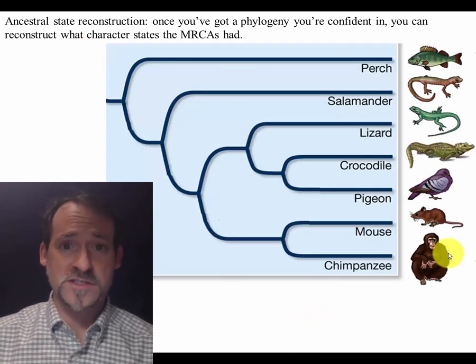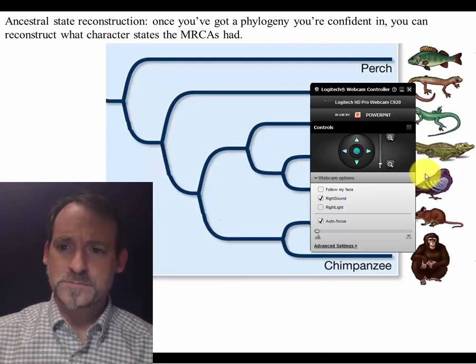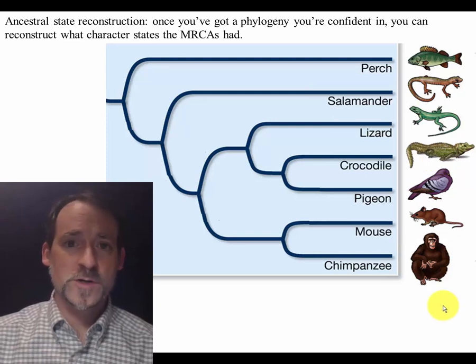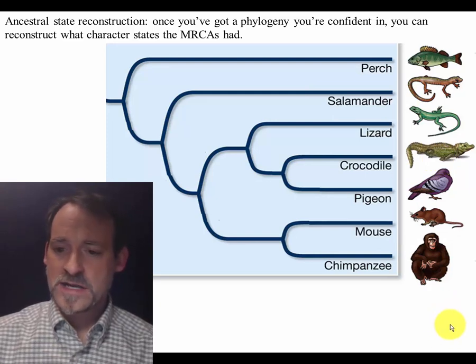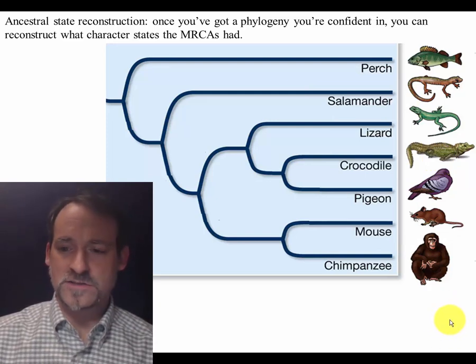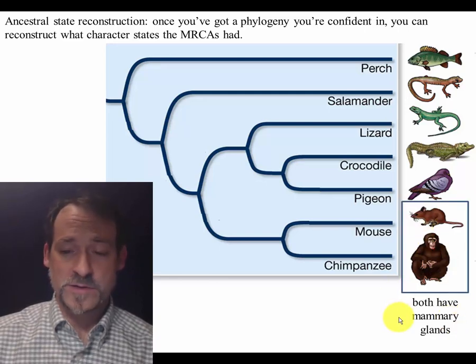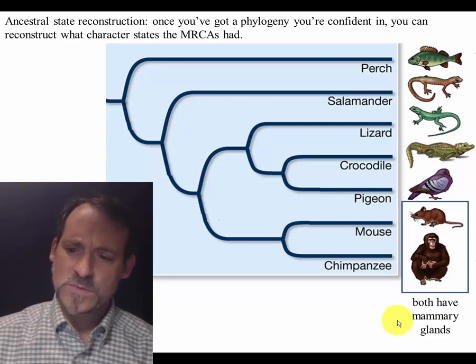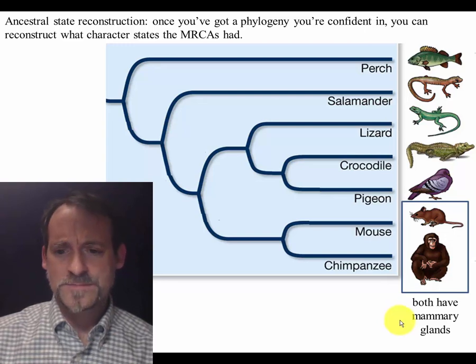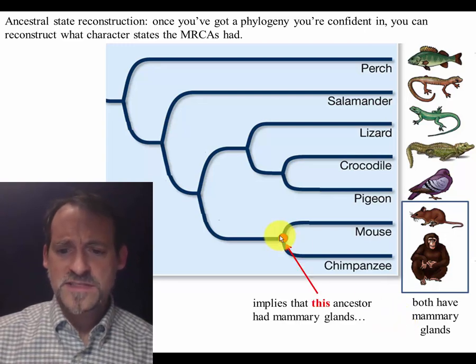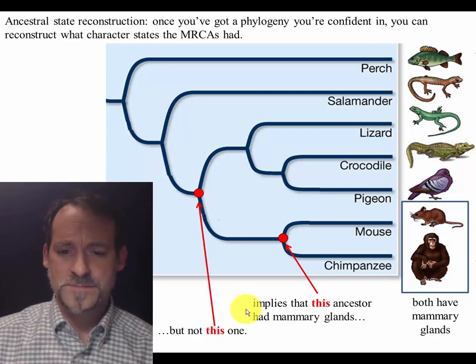Let's take our vertebrates that you're really familiar with here, and let's look at mammary glands. All right. The chimpanzee and the mouse both have mammary glands. What does that imply about when that evolved? Well, it kind of suggests that this ancestor had mammary glands, but that this one didn't.